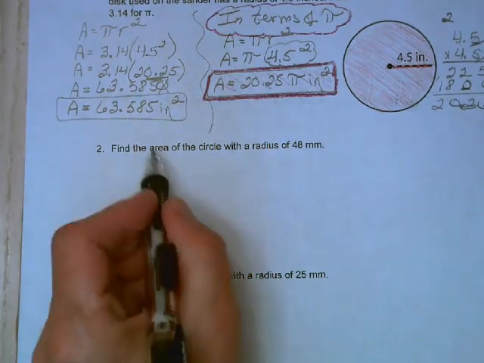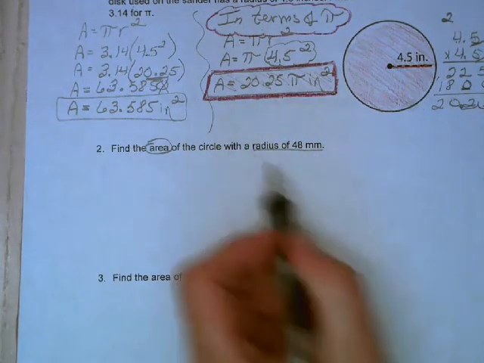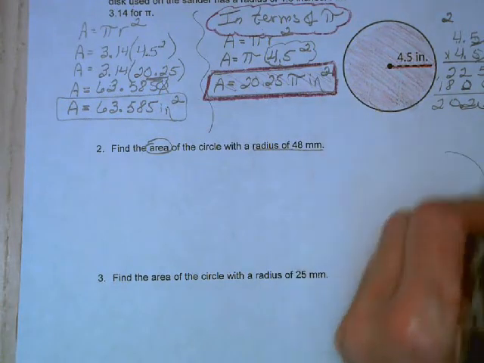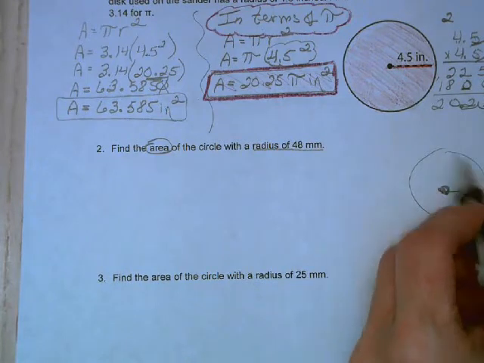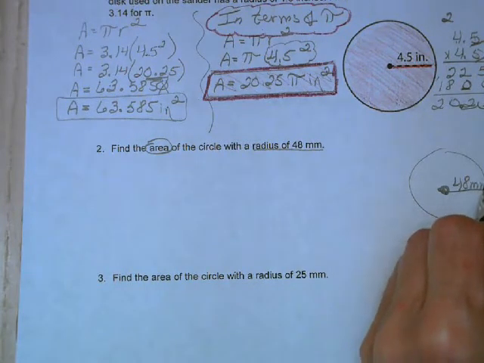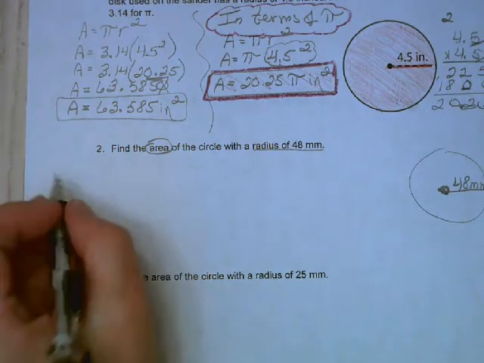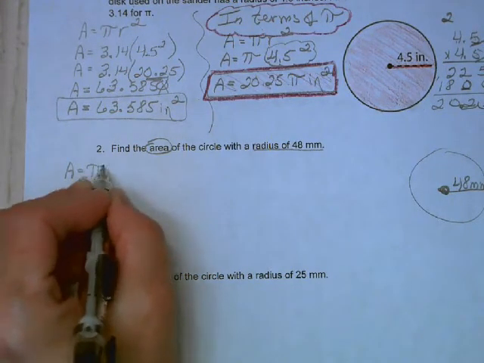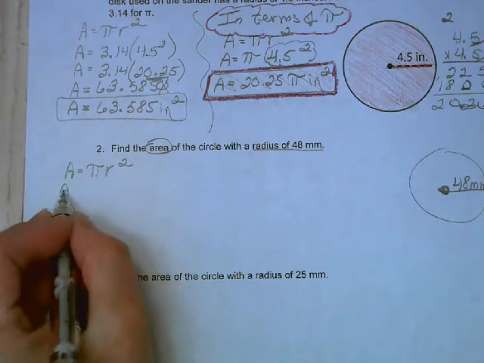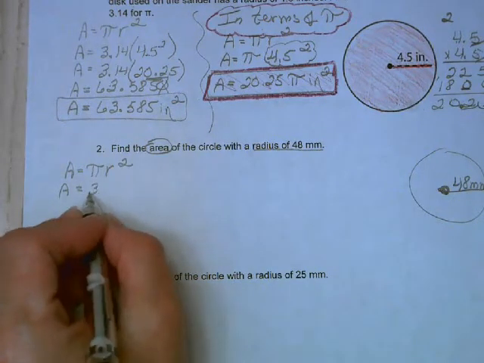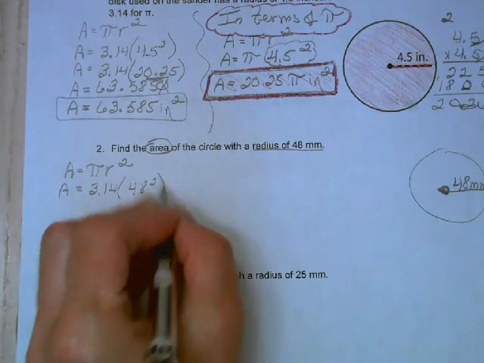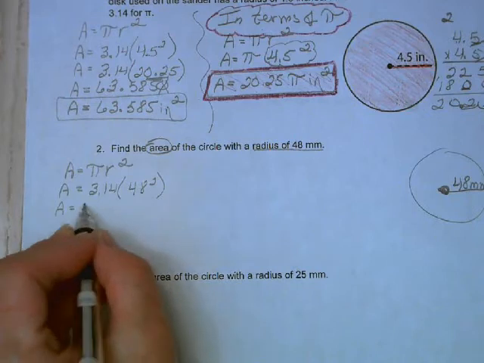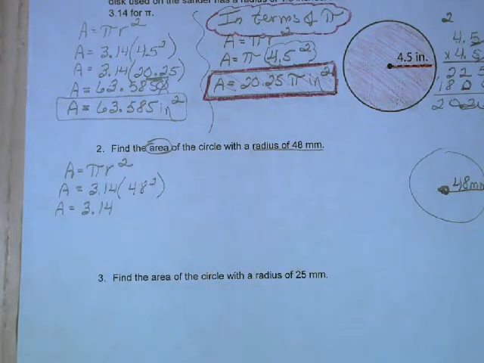So it says find the area of a circle with a radius of 48 millimeters. So I'm going to draw a circle, and it's not perfect, and I'm okay with that. And there's my radius, and I've got 48 millimeters. So I'm going to start out with area equals pi radius squared. Area equals 3.14 times 48 squared. Area equals 3.14. I've got to go find what 48 squared is.